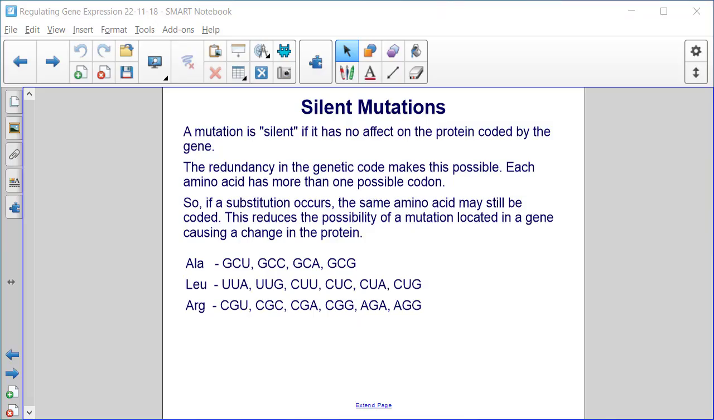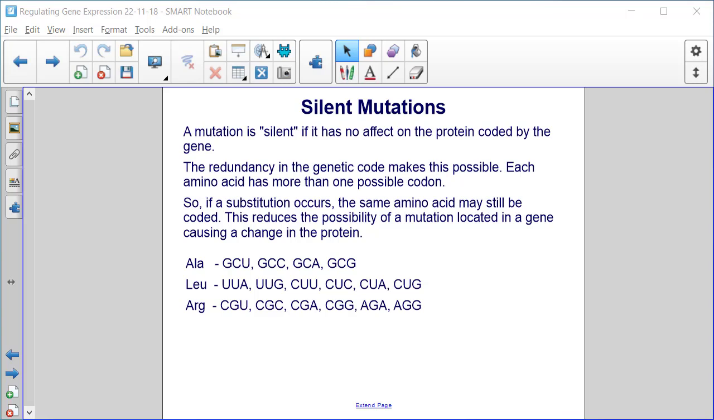Silent mutations. A mutation is silent if it has no effect on the protein coded by the gene. The redundancy in the genetic code makes this possible. Each amino acid has more than one possible codon, so if a substitution occurs, the same amino acid may still be coded. This reduces the possibility of a mutation located in a gene causing a change to the protein.